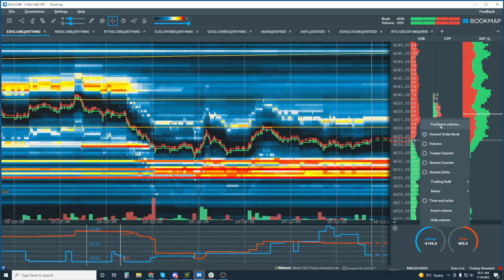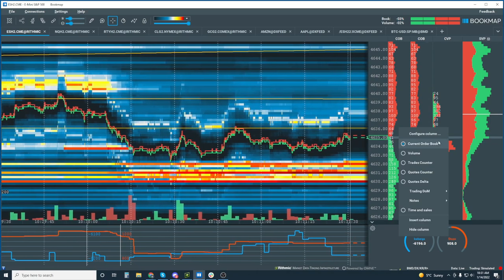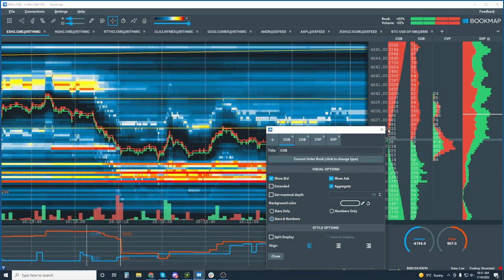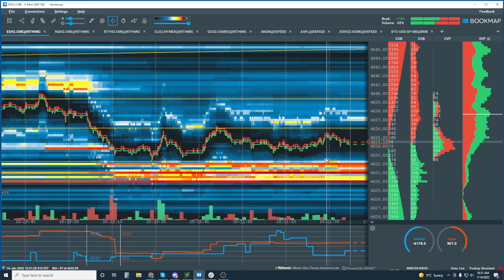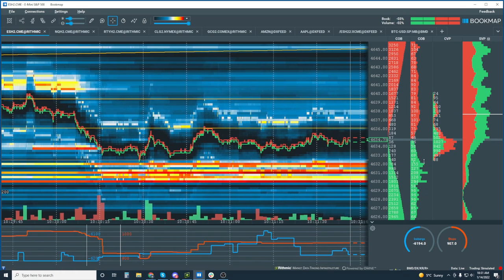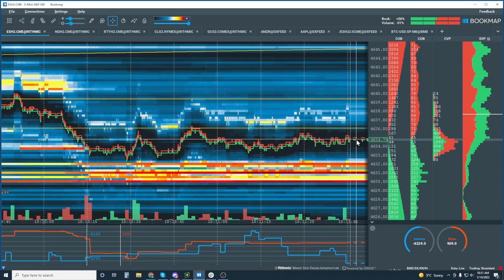And this is how we can also look at it here. We can insert a new column in here and configure it to show aggregation, to look at order book skew as well, and you can see a skew down here. Look at this, right? What's the reaction to this liquidity down here? We're starting to find buyers.